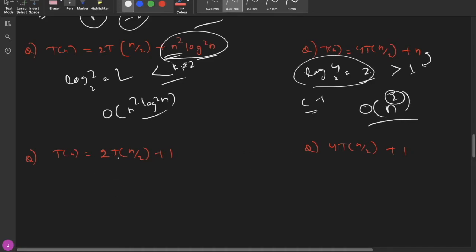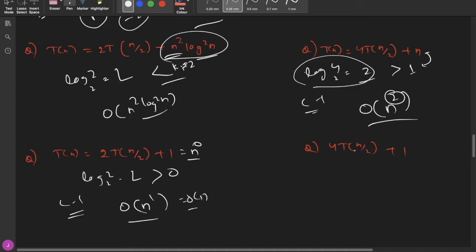For this question, 2T(n/2) plus 1. So the log a base b value will be 1, that is greater than 0, because 1 can be written as n power 0. So that is greater than 0. That means this is coming under case 1. Definitely I will be writing it as order of n power 1, that is order of n. Here 4T(n/2) plus 1. The log a base b value is 2 and the k value is 0. The log a base b value is winning over here. So I will be representing the time complexity as order of n square.